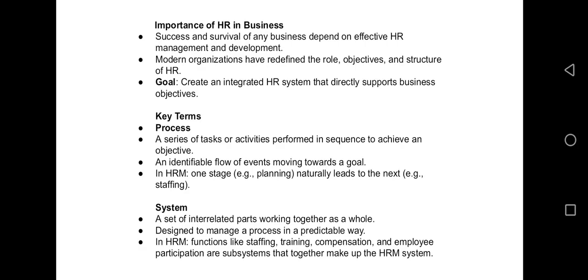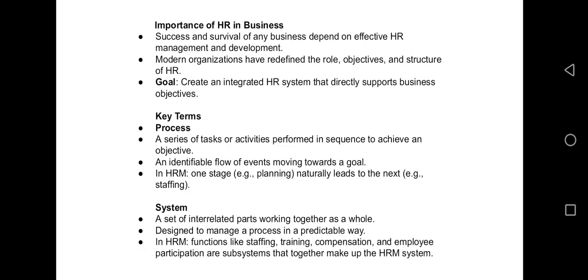Process. What is a process? Process is a series of tasks or activities performed in sequence to achieve an objective. It's also an identifiable flow of events moving towards a goal. In HRM, one stage, e.g. planning, naturally leads to the next, e.g. staffing.